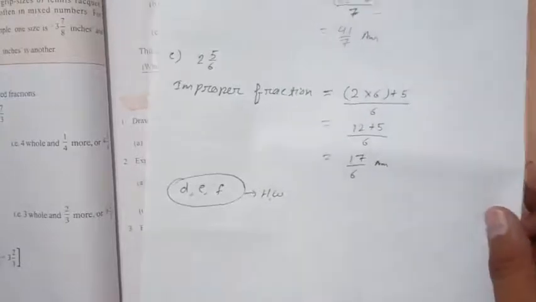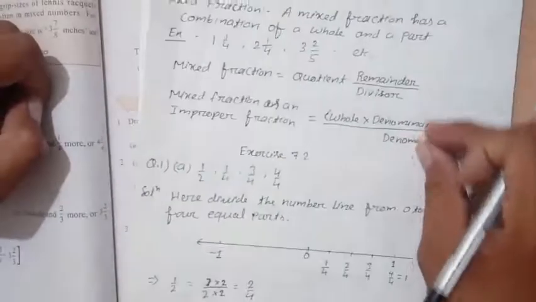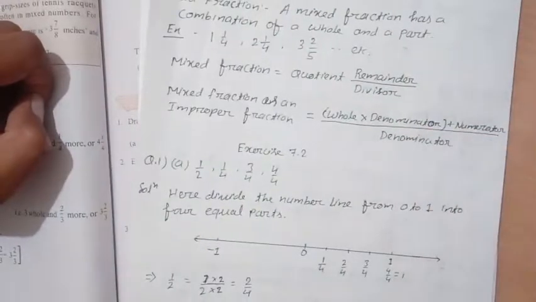Okay, our exercise is finished here. But before that, before covering this exercise, first write all these definitions: proper fraction, improper fraction, mixed fraction, along with this formula, then start exercise 7.2. Okay, thank you.